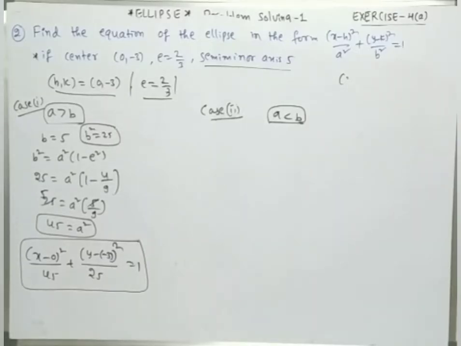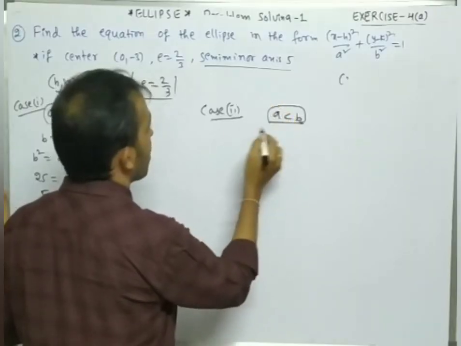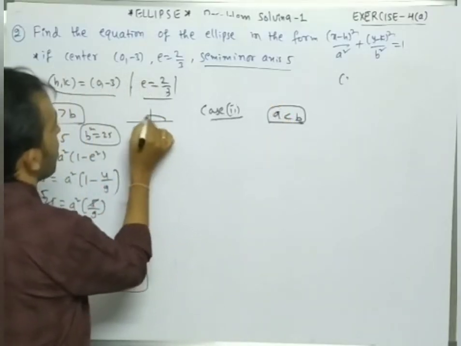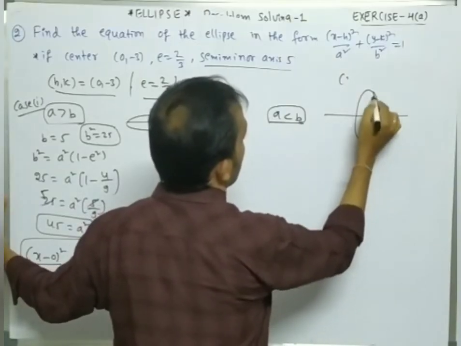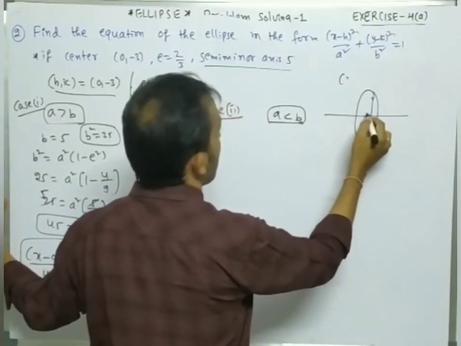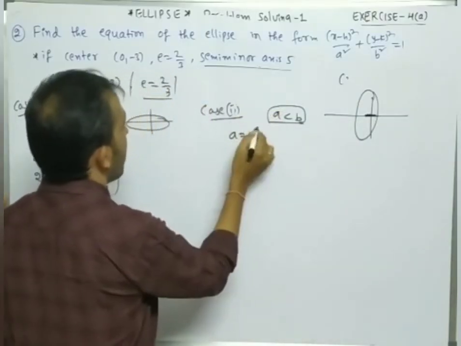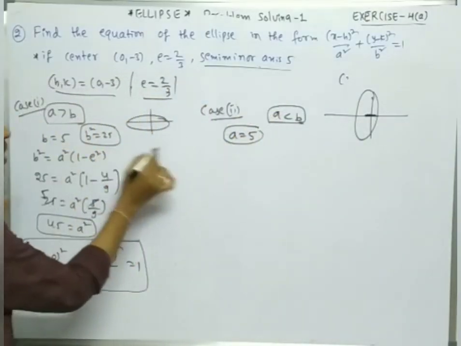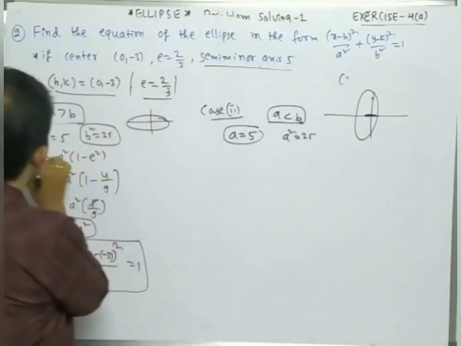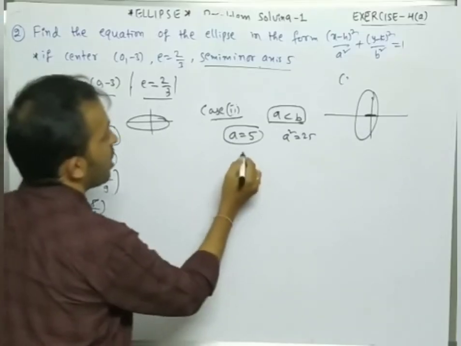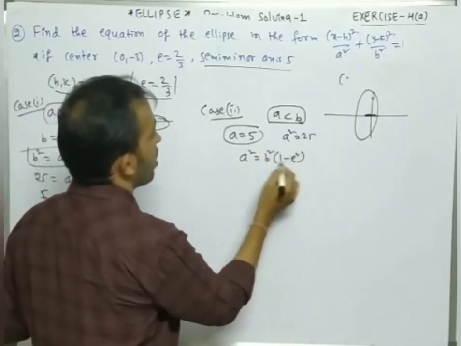In case 2, a is less than b. A is less than b means in that case, this is like this, and this is like this. Okay, so in this case small a is equal to 5. Take a as 5. Here we took b as 5, here I am taking a as 5. Then a square is equal to 25. So here a square is equal to b square into 1 minus e square. Same process.